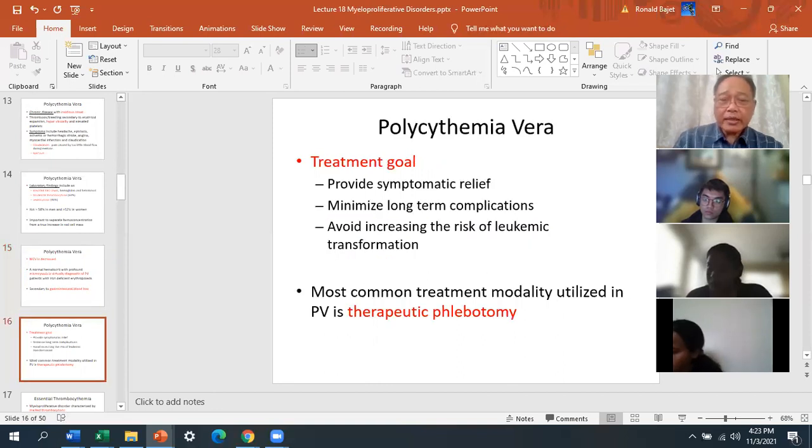The treatment is to provide symptomatic relief. Obviously, you heard the symptoms. You got headache, you got nosebleed, you got MI, you got chest pains, you could get a stroke, or you can get pain upon exercising. So provide symptomatic relief. Minimize long-term complications, avoid increasing the risk of leukemic transformation. So the most common treatment for polycythemia vera, the overproduction of red blood cells, is therapeutic phlebotomy. Okay, have you guys ever heard of therapeutic phlebotomy?